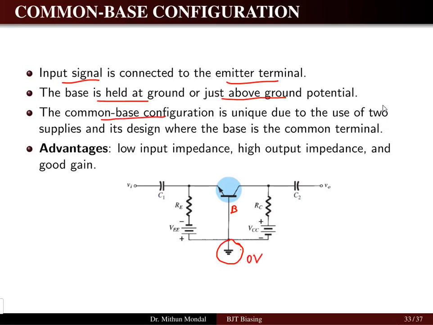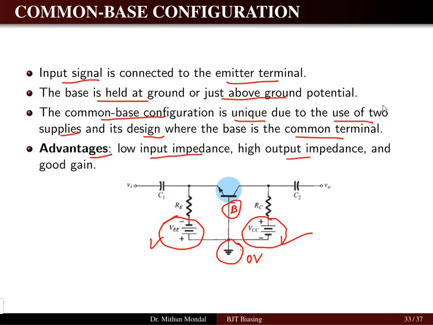The common base configuration is unique in nature due to the use of two supplies. We are using one, the emitter supply, and another one, the collector supply, and it's designed where the base is the common terminal. So the base is common and we are using two supplies, one at the emitter and another at the collector. The advantages are low input impedance, high output impedance, and a good gain.